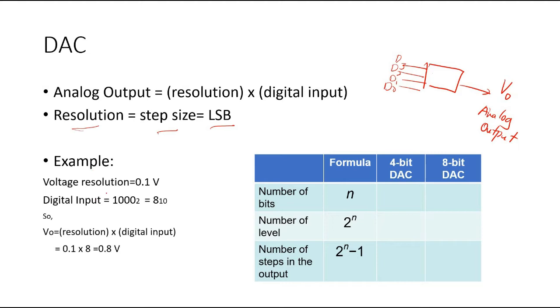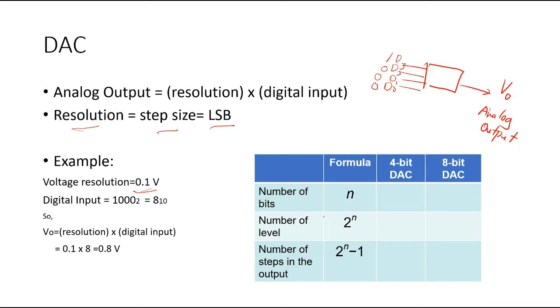For example, voltage resolution 0.1 volts, digital input 1000, for example. So we can use this equation, resolution multiplied by digital input. Our digital input 1000 is equal to 8 in decimal, so 0.1 multiplied by 8 equals 0.8 volts.